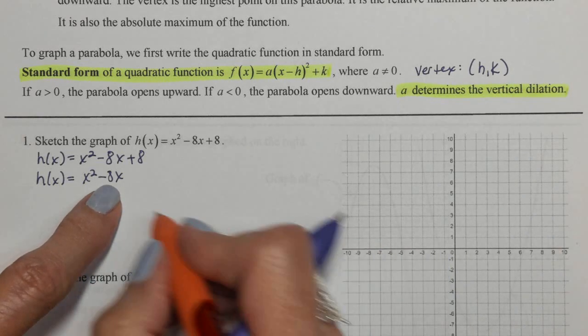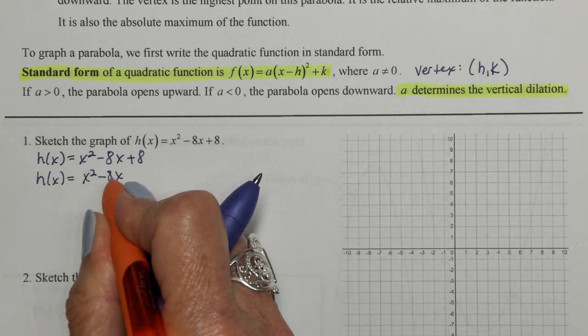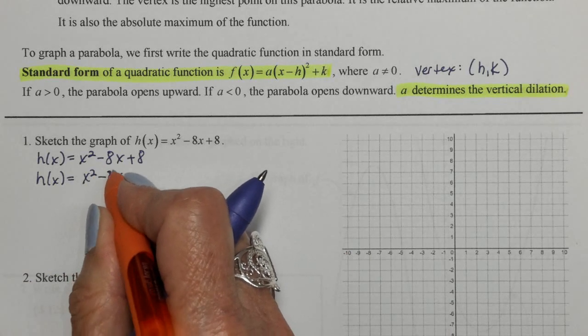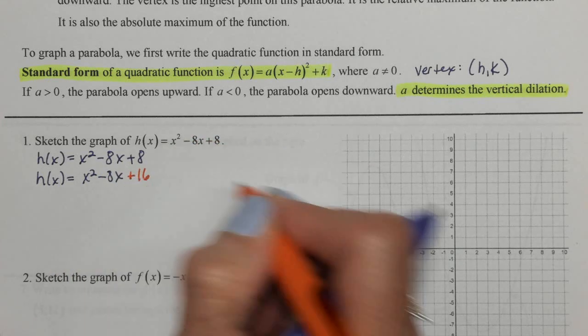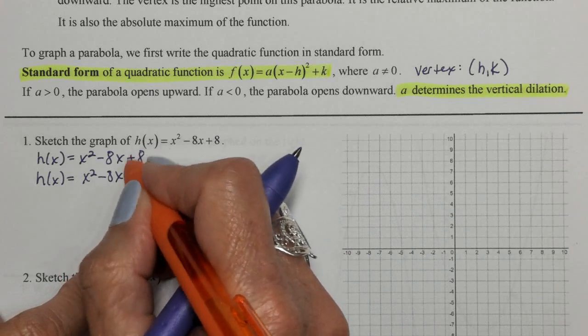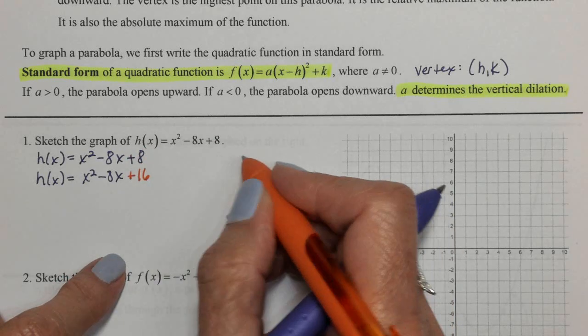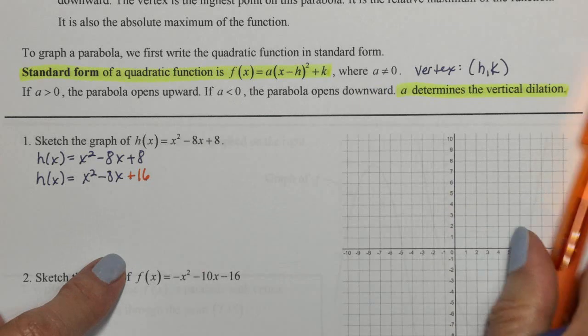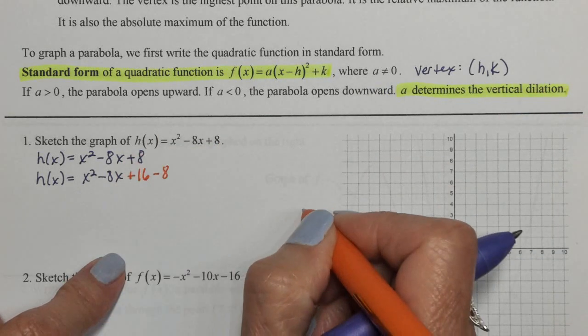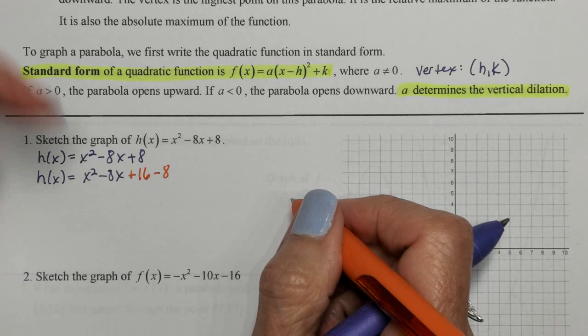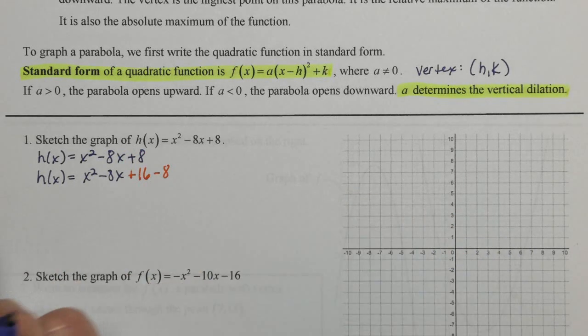We did this the other day. Half of this number, squared. Half of negative 8 is negative 4. Squared is positive 16. But we have that 8 over here. We need to keep that 8 value, so I need to subtract 8 to keep this plus 8. 16 minus 8 is 8. So I haven't changed the function. By splitting that 8 up into 16 minus 8, I have not changed anything about this function.